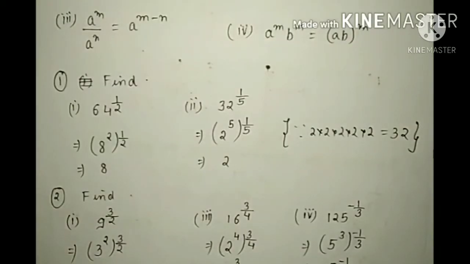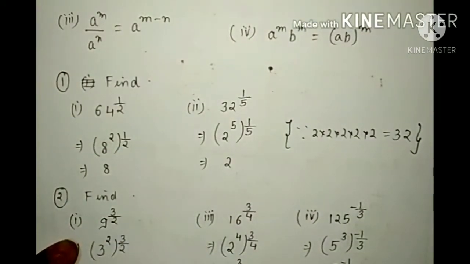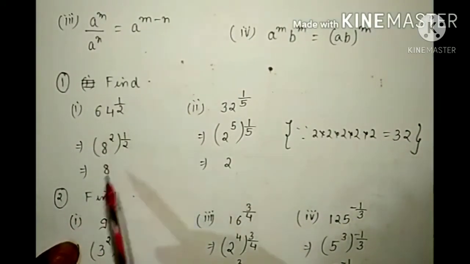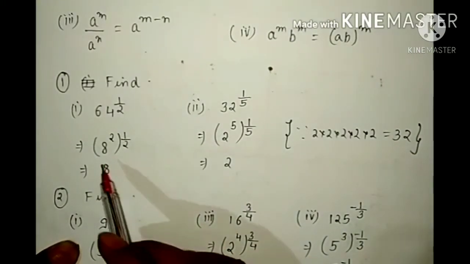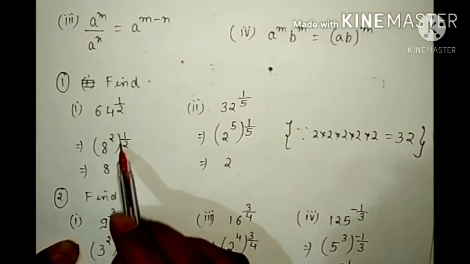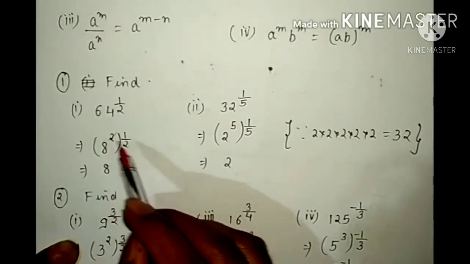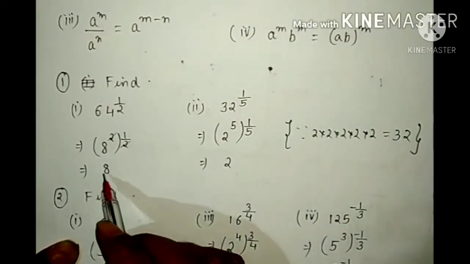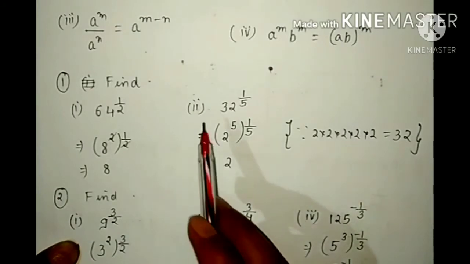Now we will start the first part of first question, that is 64 की power 1 by 2. Now 64 can be written as 8 square. Square of 8 is 64. So we will write it as 8 square, then whole power 1 by 2. Then these 2 and 2 will be cancelled. Our answer will be 8. Okay. Now see the second part.